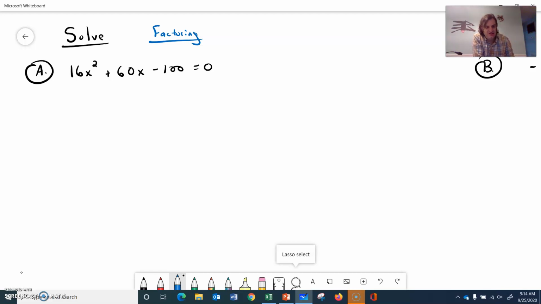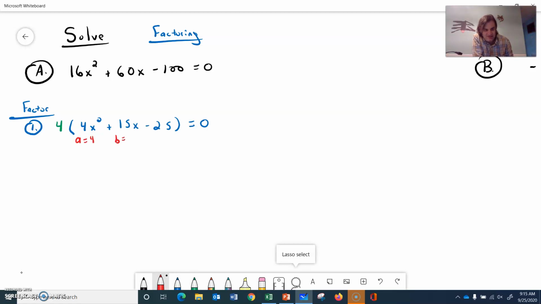So let's see here. I look at this thing, and first of all, let me see if I can factor it. I see 16, 60, and 100. I feel all of those are divisible by 4. So let's see, I can pull a 4 out. And if that's the case, I will have 4x squared plus 15x minus 25. So I'm going to break this down, and what I know is A equals 4, B equals 15, C equals negative 25. So I made smaller numbers by pulling the 4 out.